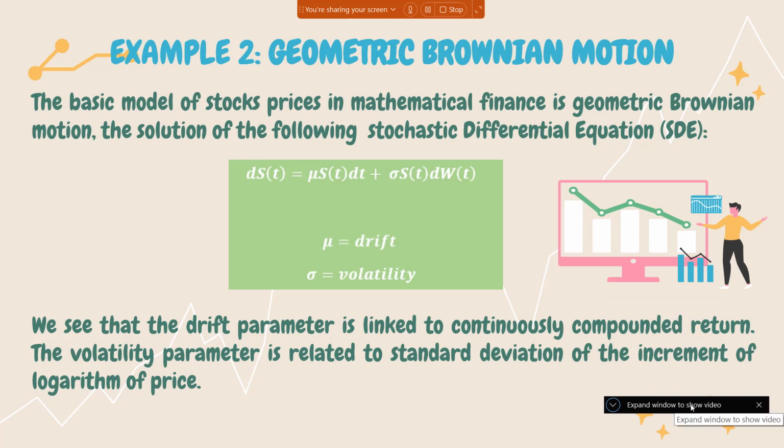Example 2, geometric Brownian motion. The basic model of stock price in mathematical finance is geometric Brownian motion. It is the solution of the following stochastic differential equation, SDE, where mu is drift, also known as return, and sigma is volatility, also known as standard deviation.